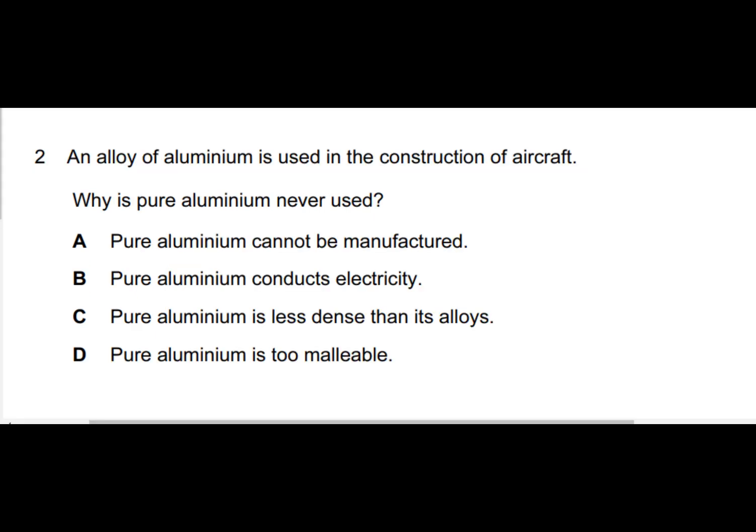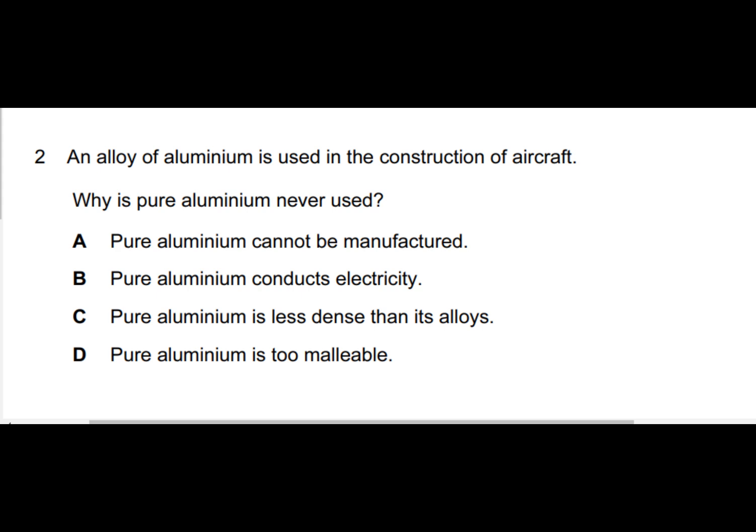The second question says, an alloy of aluminium is used in the construction of aircraft. Why is pure aluminium never used? Before we read the options, you must know that aluminium is used in the construction of aircraft bodies just because of its low density. So wherever they are talking about density, that is going to be the correct option.